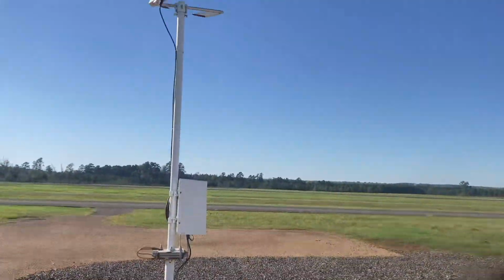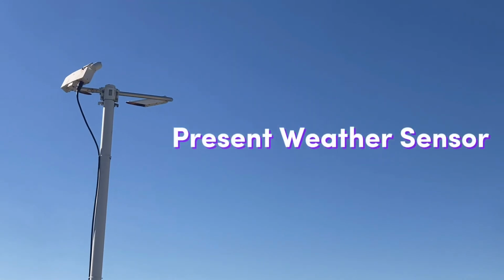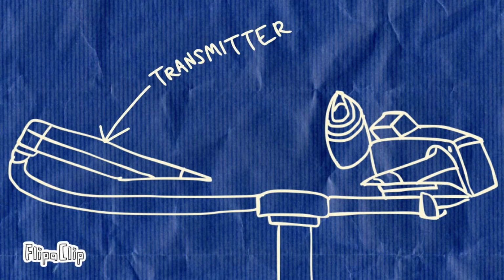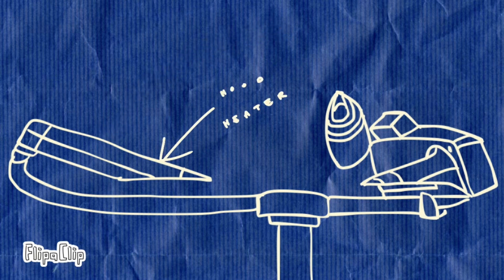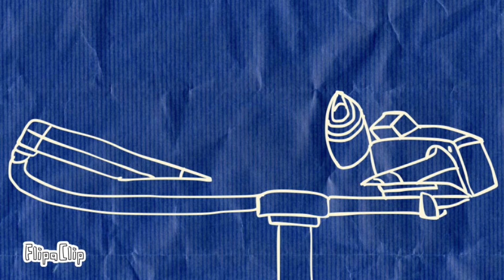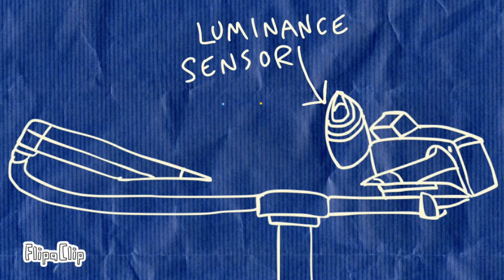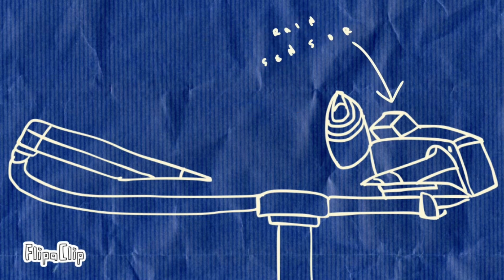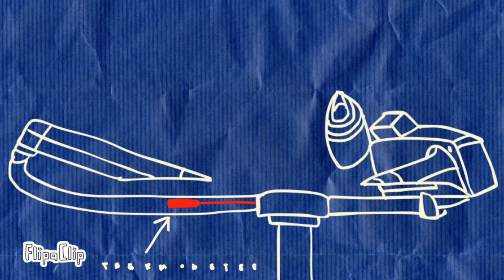The present weather sensor uses multiple instruments to measure weather conditions for the AWOS. The transmitter houses an infrared lighting component. The hood heater melts any ice that might get in the way. There's one for the transmitter and one for the receiver. The luminance sensor detects light. The mini rain sensor detects moisture, so it sees the difference between bugs and precipitation. And the thermometer tells the hoods when to start heating.